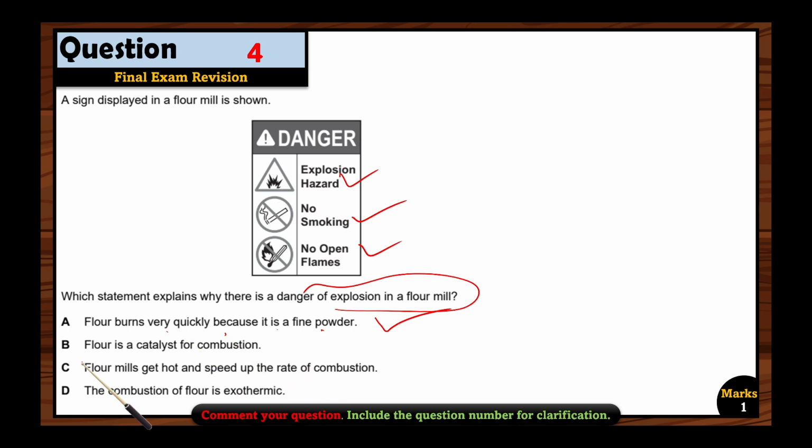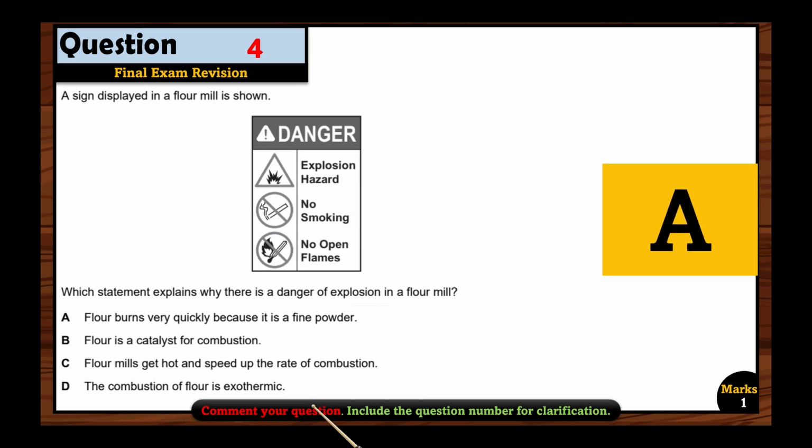Why is option B not right? Flour is a catalyst for combustion. That's wrong. Flour is a reactant. Flour mills get hot and speed up the rate of combustion. Wrong. The combustion of flour is exothermic. These are not the reasons. Because flour is a very fine powder, it increases the rate of reaction, and that's why when there is a small fire in these flour mills, it will turn into an explosion. Why explosion? Because of those fine powders. So that's why option A is the right option.